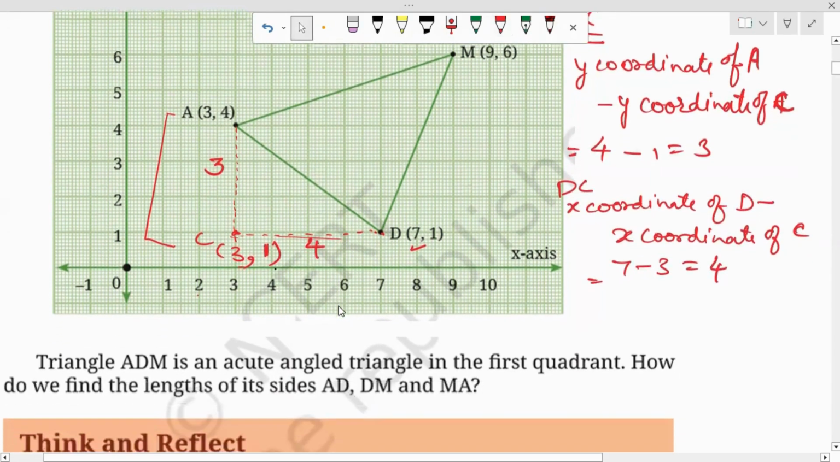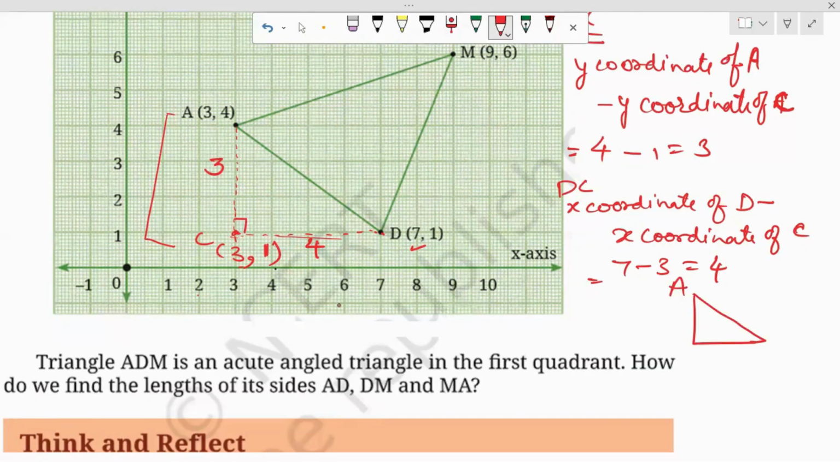Now you can see that both of these are parallel to the x or y axis, so they will meet at 90 degrees. So basically we got a right angle triangle. This is point A, this is point C, and this is point D, right? Where AC is 3, CD is 4.